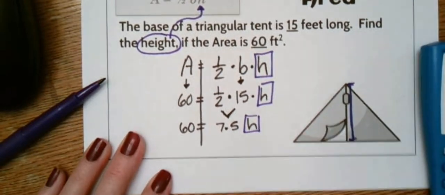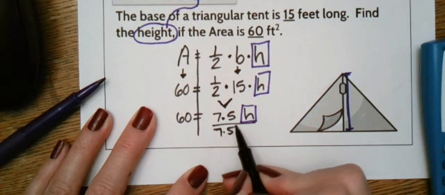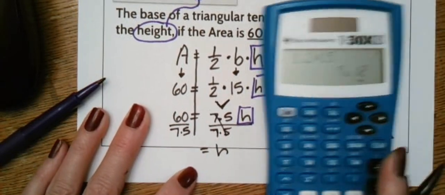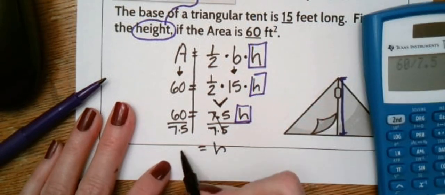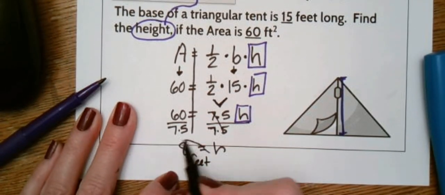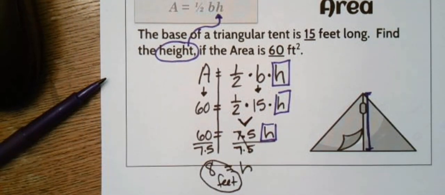Now we're ready to solve for height. This is multiplication, so I'm going to undo it with division, dividing by 7.5. And I get height equals, now I'm going to take my calculator and type in 60 divided by 7.5, and I get 8. The height of the tent is 8. Look at the label, 8 feet. That's how high the tent is. So here we were using the area of a triangle to solve.